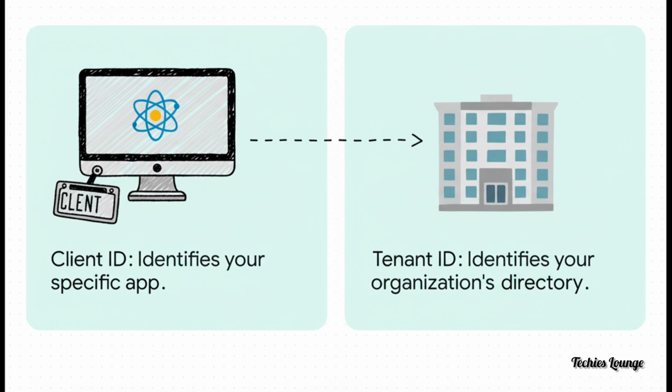So, speaking of those IDs you need to capture, these are the 2 big ones. Let's make this super clear. The client ID is like a license plate for your specific React app. It's unique to your application. The tenant ID, on the other hand, identifies your entire organization's directory in Azure. So, one ID for the app, one ID for the whole company. This is a really important distinction.